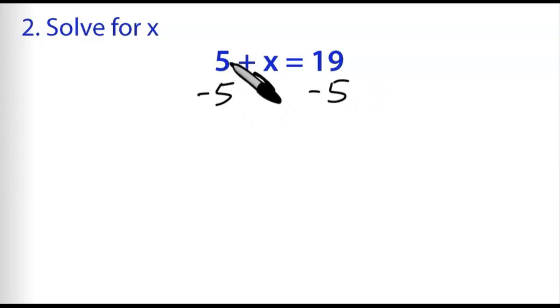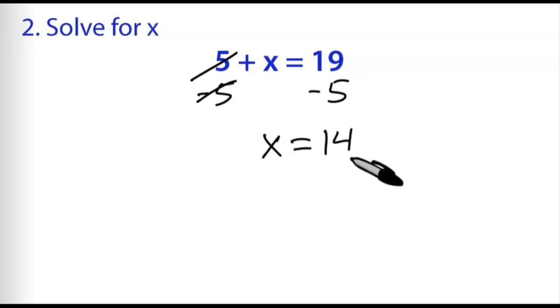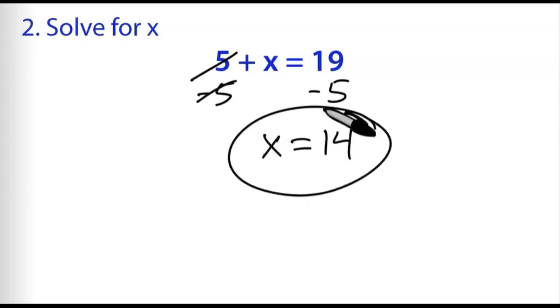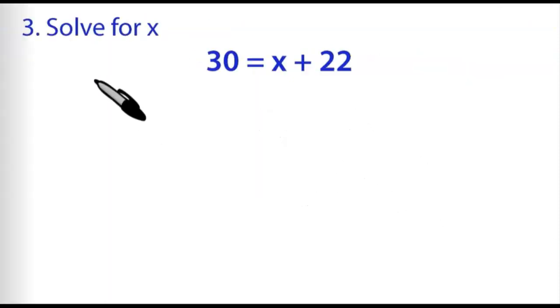So on this side, the positive 5 and the minus 5 cancel out, leaving just x. And on this side, we have 19 minus 5, which is 14. So x equals 14. For problem 3, we have 30 equals x plus 22.